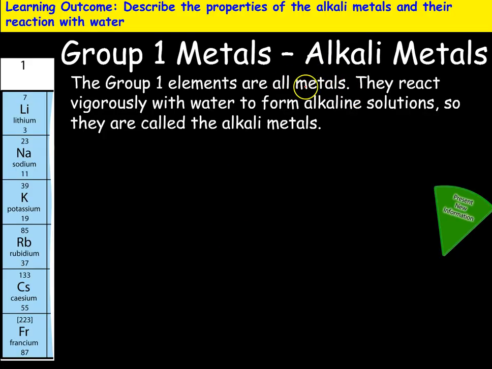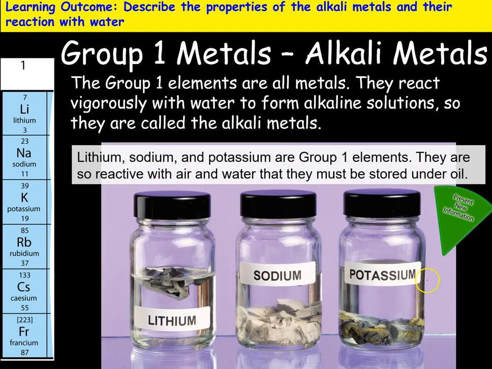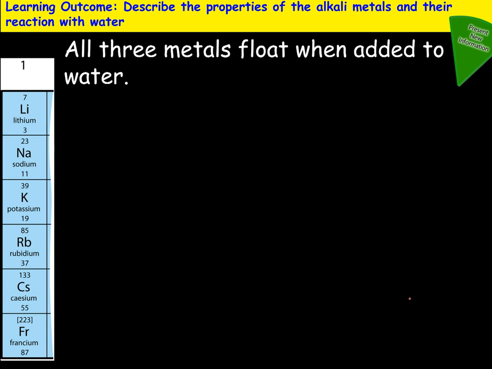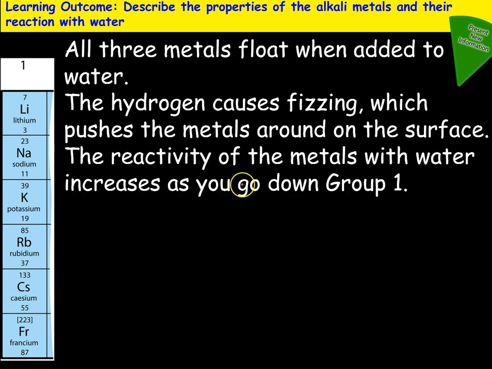Group 1 metals are all metals. They react vigorously with water and form alkali solutions. That's why we call them alkali metals. They also react very strongly with air, and that's why we store them under oil, as we saw here. All 3 metals float when added to water. This is something we didn't mention, but it was obvious in the pictures. Each time the metal was floating, which means they're all less dense than water. Remember, the density decreases as you go down the group.